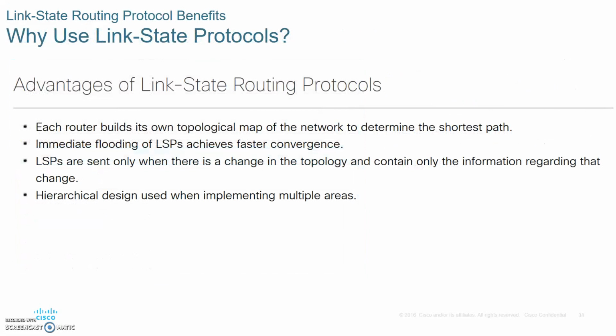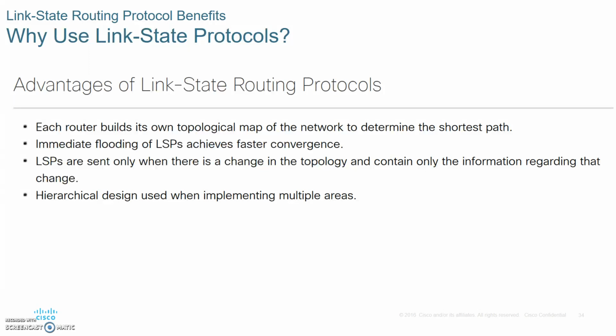Okay, what are some of the advantages of using a link state routing protocol? First, every router uses its own topology table or topology map to calculate the shortest path. Every router has the same topology map, and then they use the same map to calculate the shortest path. Normally the path will be very accurate, because it's based on the entire topology table.